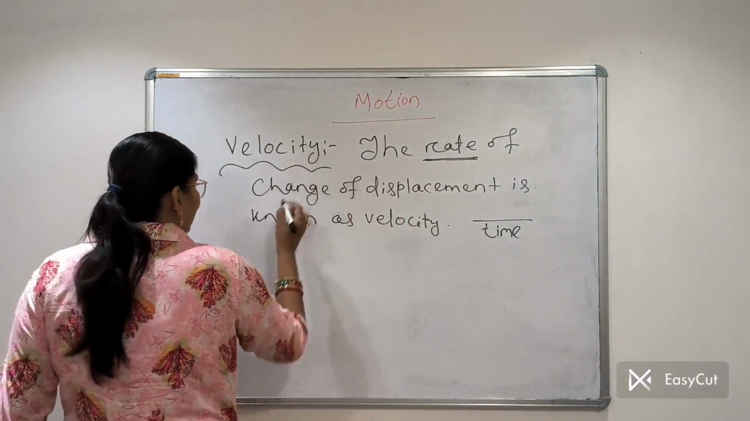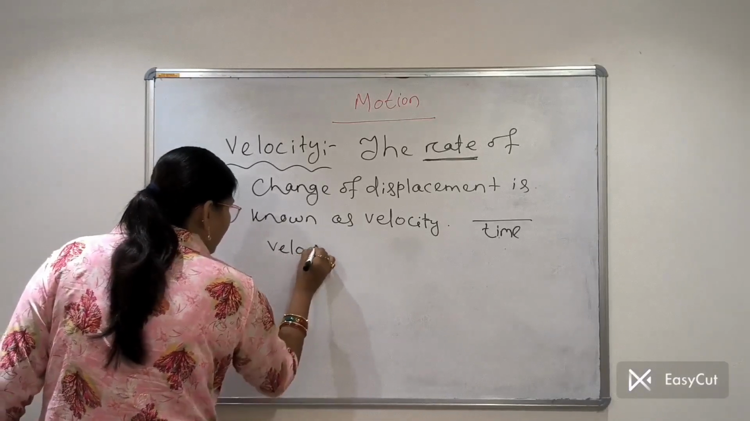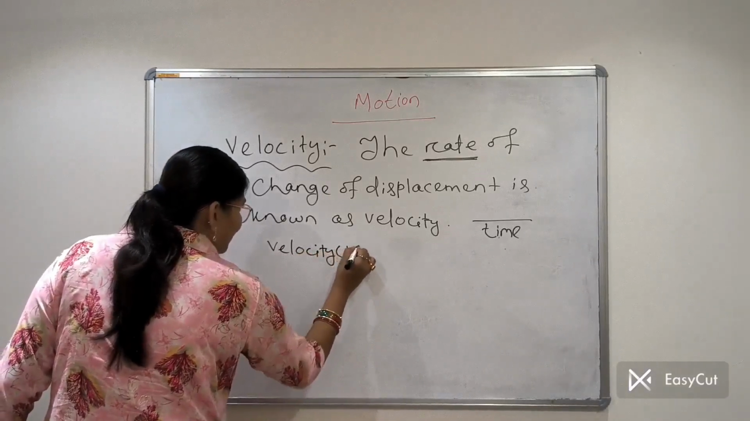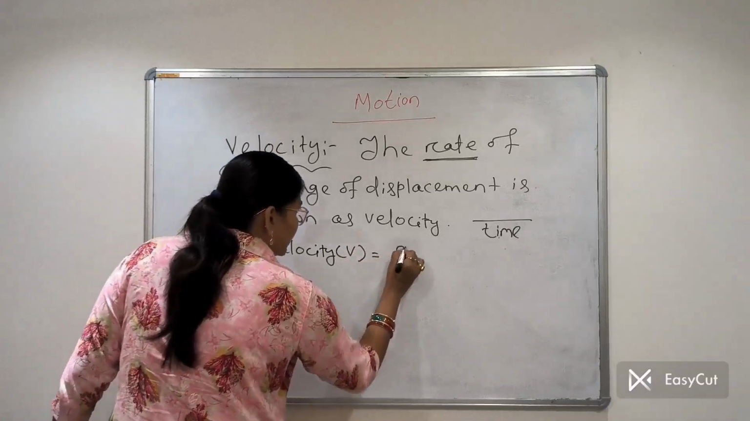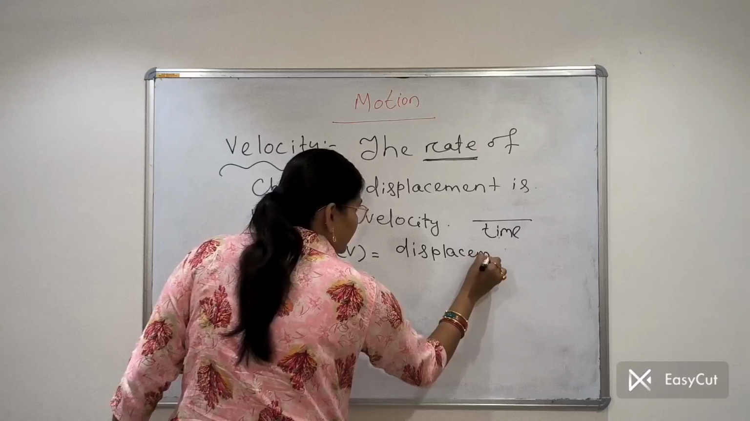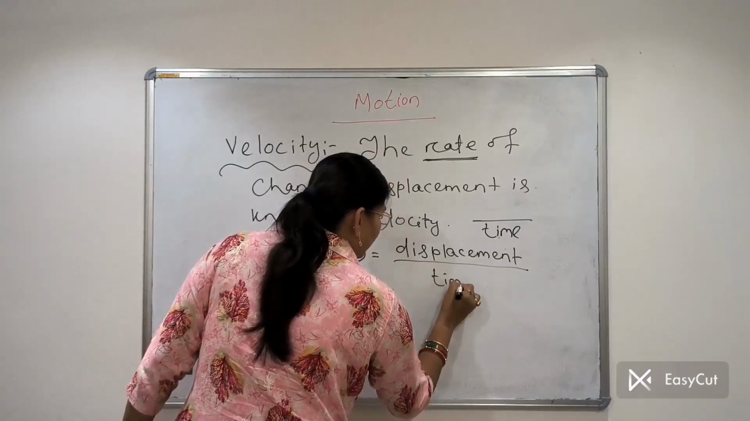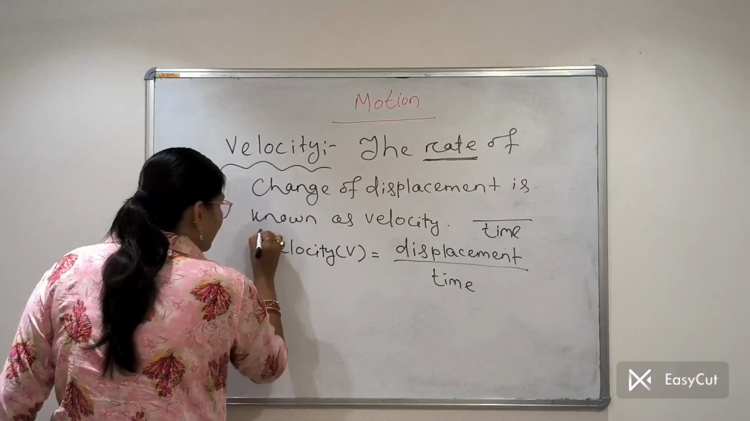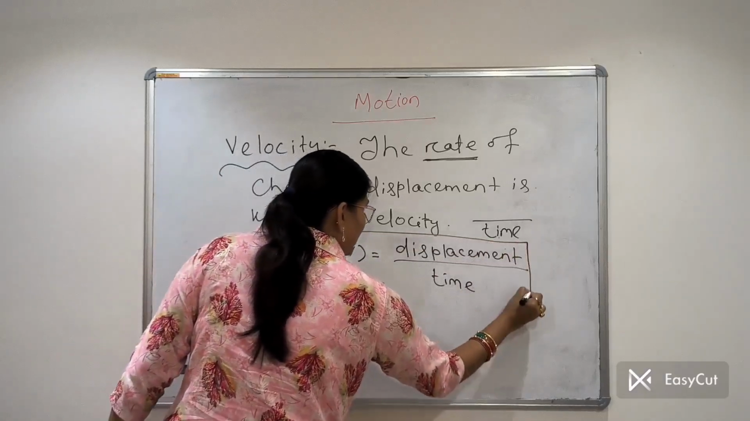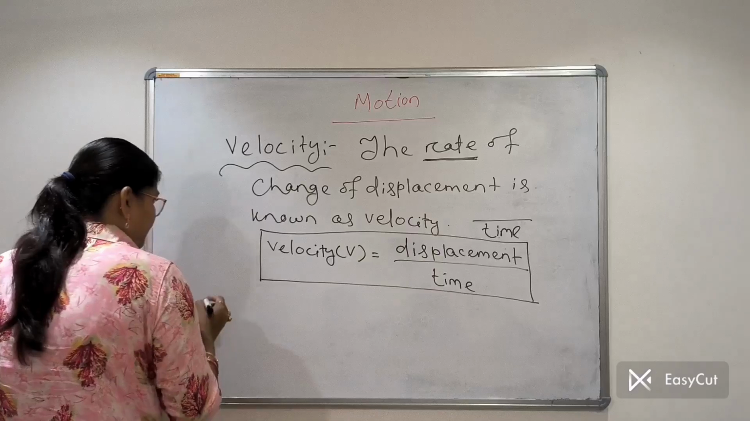So what is velocity? Velocity is represented by V. V is equal to displacement by time. So what is the formula of velocity? Velocity is equal to displacement by time.